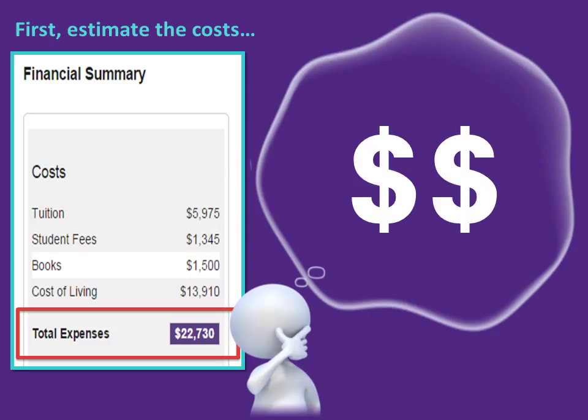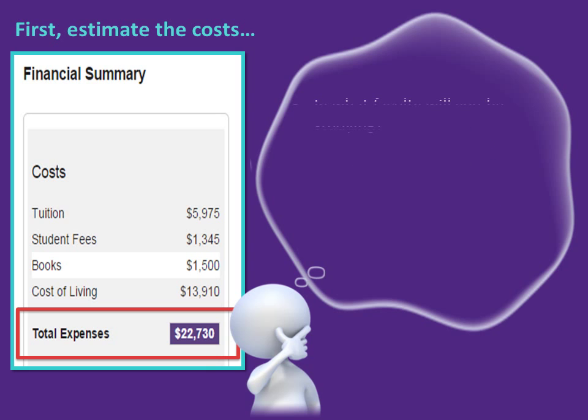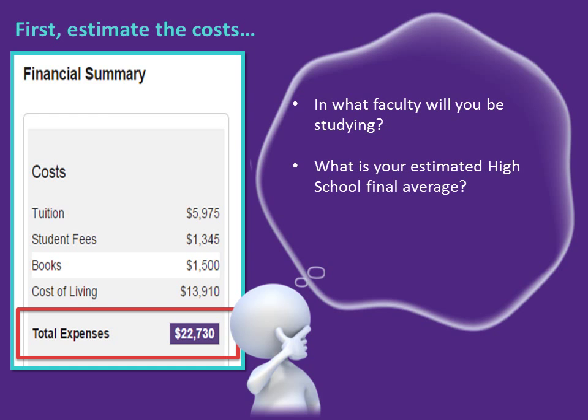In order to estimate the costs of studying at Western, we need to know about your plans. For example, which faculty will you be in? This impacts the amount of tuition you will be charged. What is your estimated high school final average? This will help to determine how much you may receive in an admission scholarship.